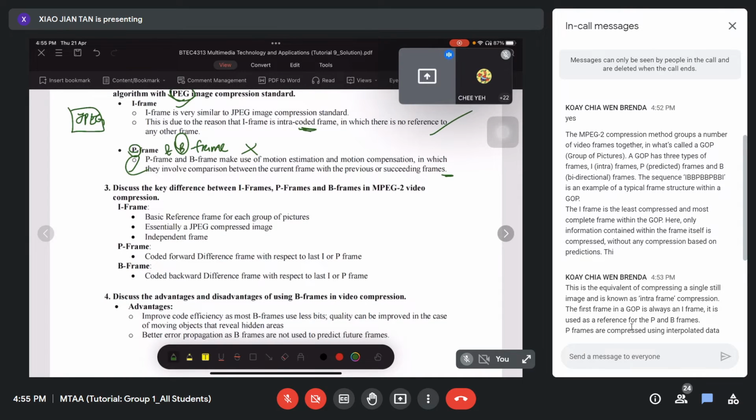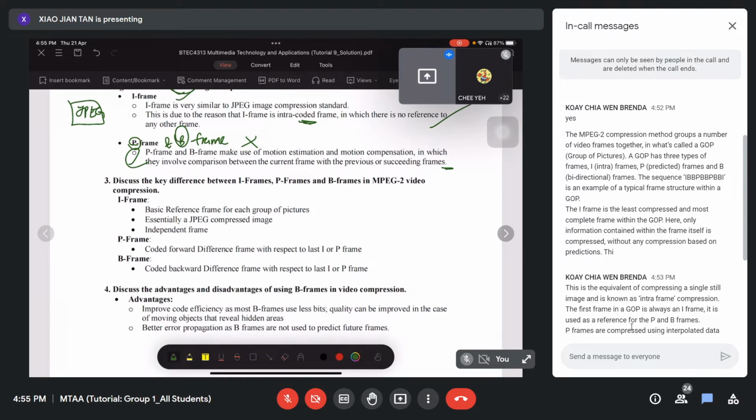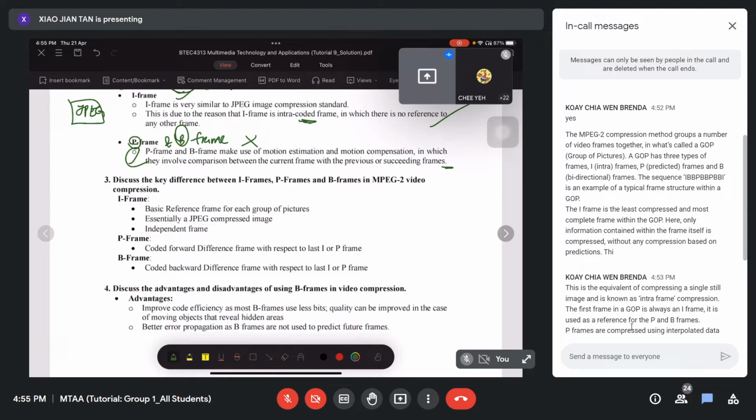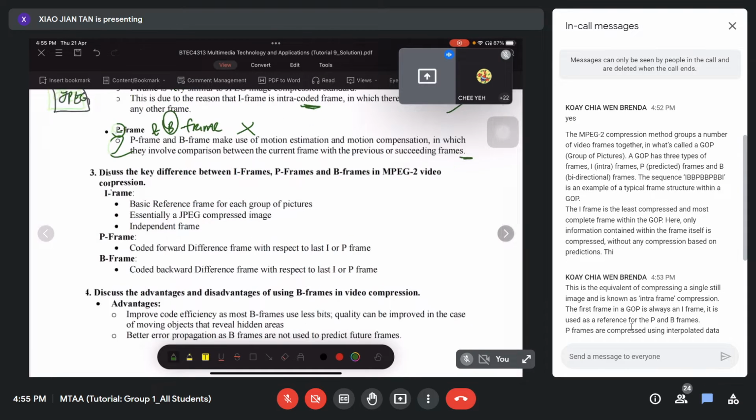Okay, so I think you all know this very well. I frame, P frame, and B frame are something which is the core, I would say the core in video. So you should know what the characteristics of the I frame are, what the characteristics of the P and B frame are respectively, and perhaps you can give examples as well. Okay. Thank you for your answer, Brenda.